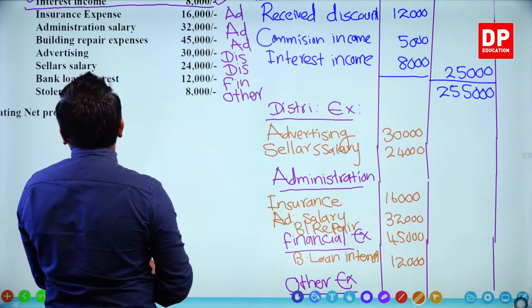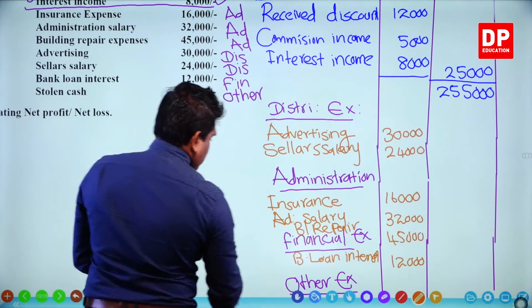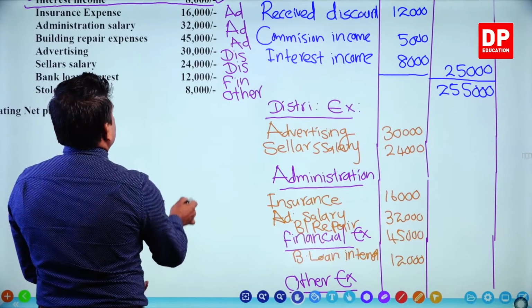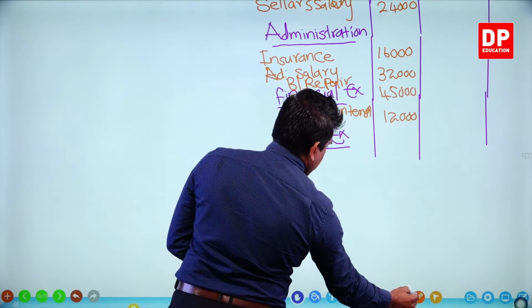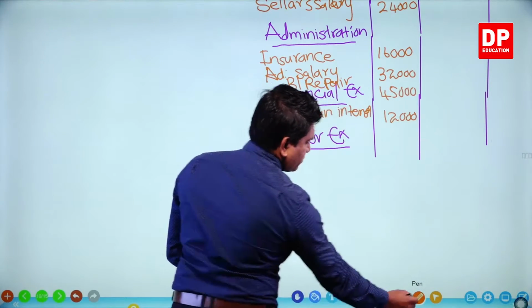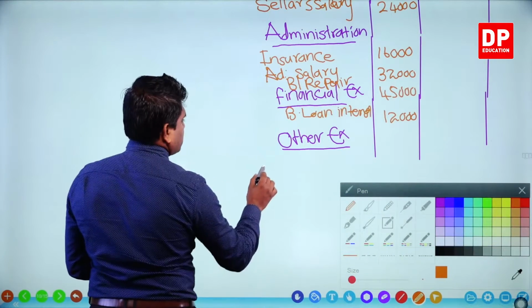Last one, stolen cash. Stolen cash 8,000, right?